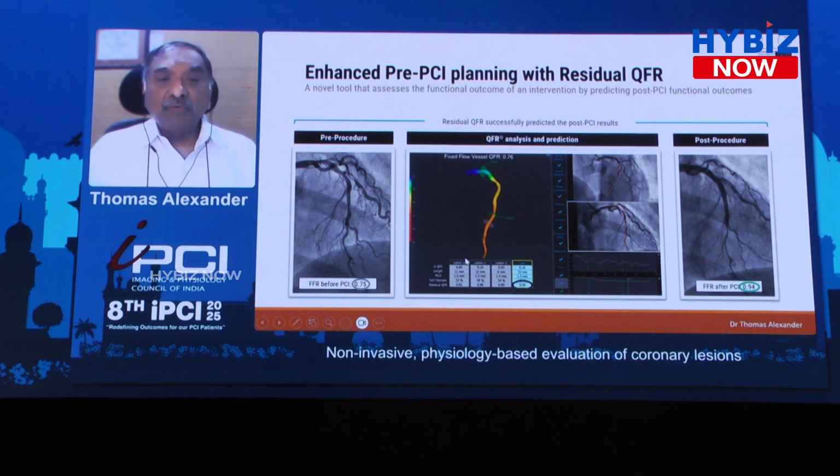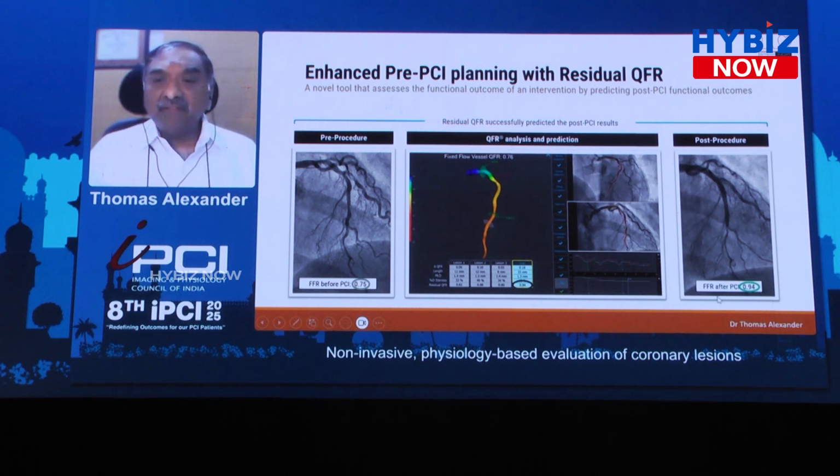Now, if you were to do only lesion 1, you would get a residual QFR of 0.82, which is again suboptimal. Lesion 2, 0.86; lesion 3, 0.80. If you do all three, you would get a residual QFR of 0.94. So you can see that the stent that was placed was a long stent covering all three lesions.